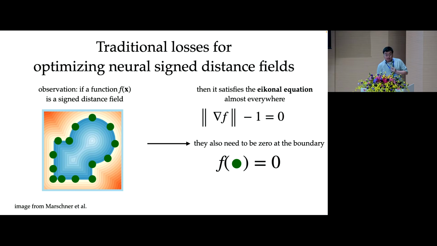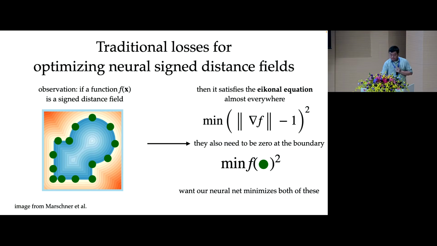Because we need to turn this into a gradient-based optimization problem to train the neural network, usually we turn this into some kind of L2 norms. So you take the gradient of f and then take the norm of it, and you use it as a soft constraint to say it should be as close to 1 as possible. Then you also take the boundary of your surface, and say f at the boundary of your surface should be as close to 0 as possible. Then you try to balance these two and minimize both of these.